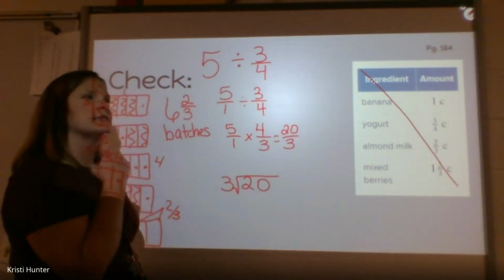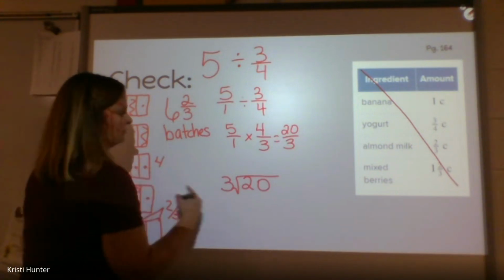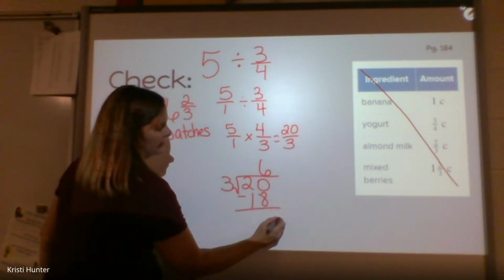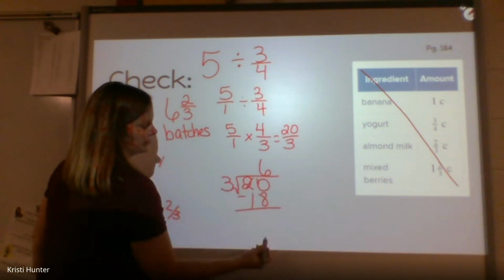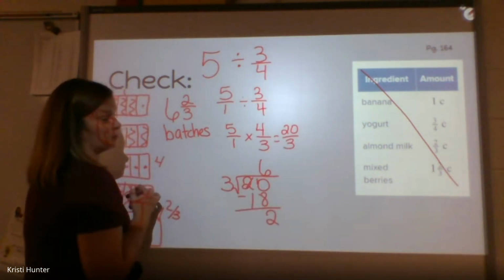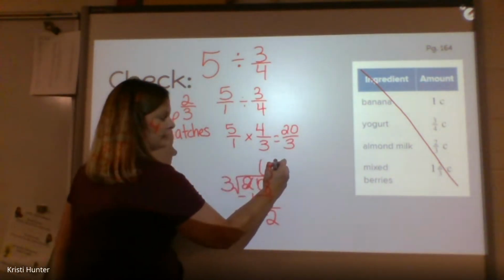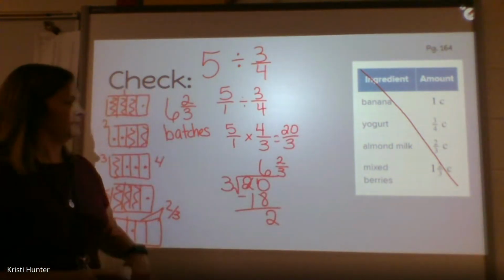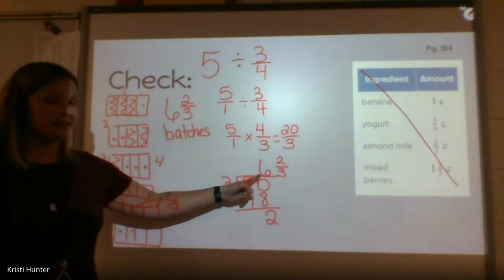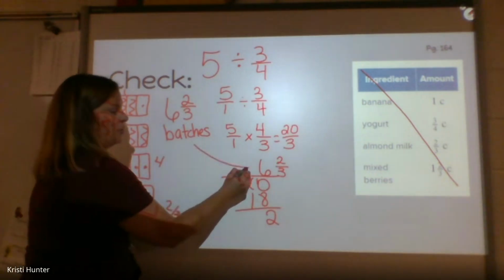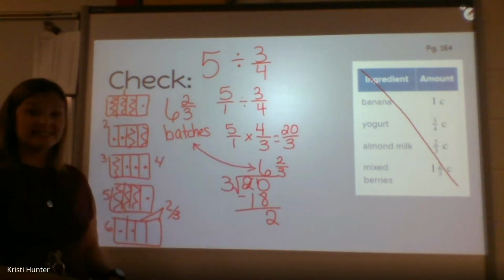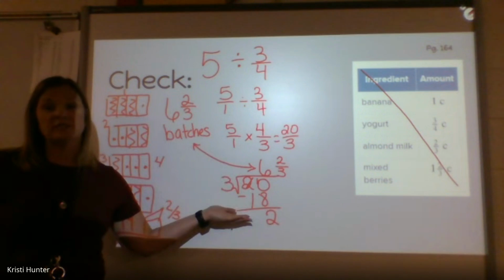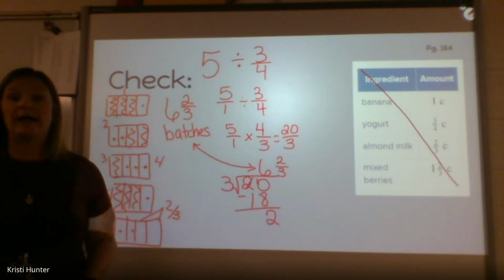Well, let's see. 7 gets me 21, so that's too big. Let's go with 6. 6 times 3 is 18. Got to regroup when I subtract. So I have 2 left over, or 6 and 2/3 left over. So we have 6 and 2/3 batches. Both of these answers are the exact same, no matter whether I do the pictures or whether I use the equations.